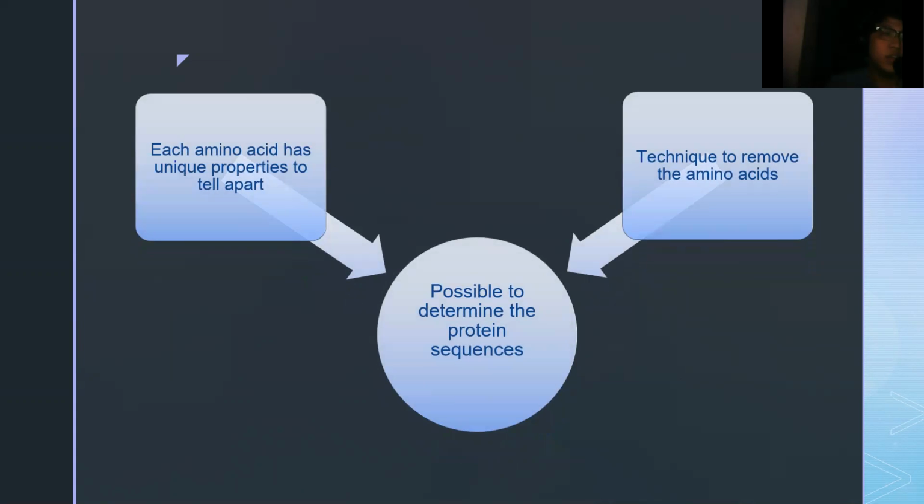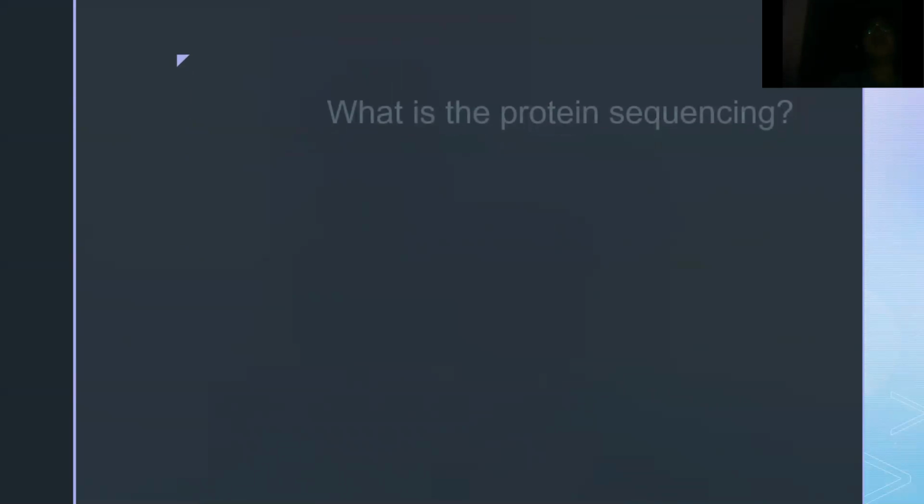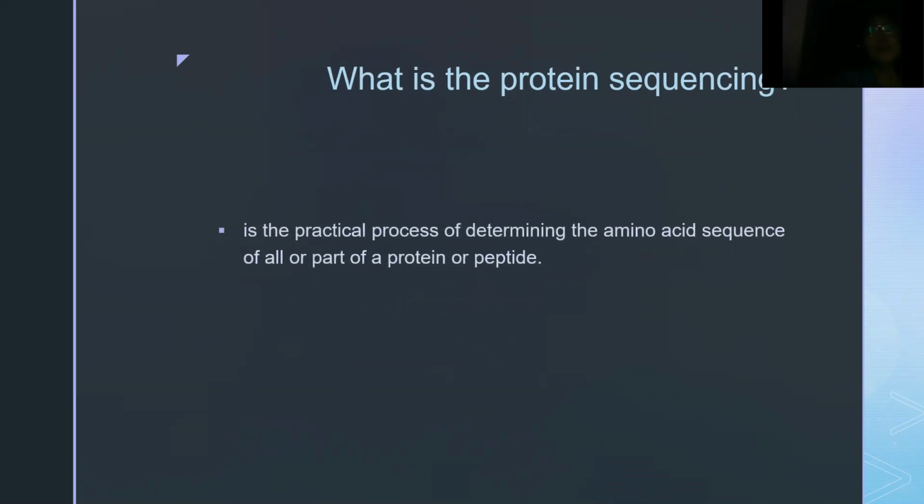As I have studied, each amino acid has a unique property to tell it apart, and we have our own technique to remove those amino acids out of the protein sequence. Therefore, by combining those two, we can tell that it is possible to determine the protein sequences. So the question now is, what is protein sequencing? The definition of protein sequencing is the practical process of determining the amino acid sequence of all or part of a protein or peptide.